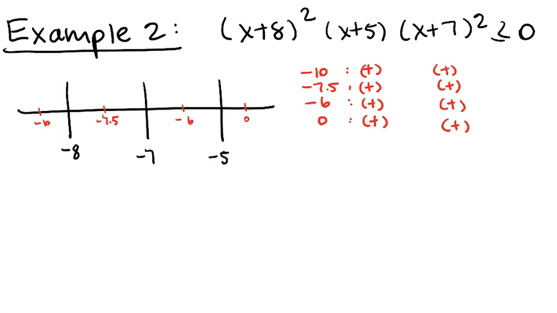Okay. Then with x plus 5, just plug in each of the x's. Negative 10 plus 5 is a negative number. Negative 7.5 plus 5, also a negative number. Negative 6 plus 5, still negative. 0 plus 5, that's positive. Okay, so it's looking like negative, negative, negative, positive.